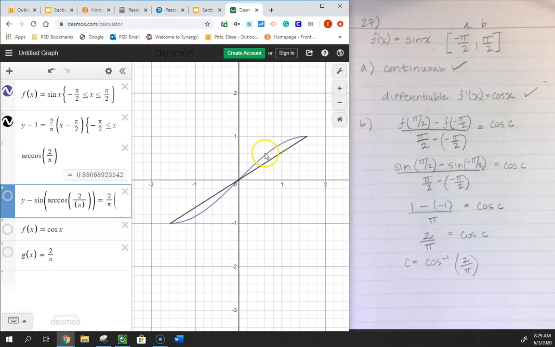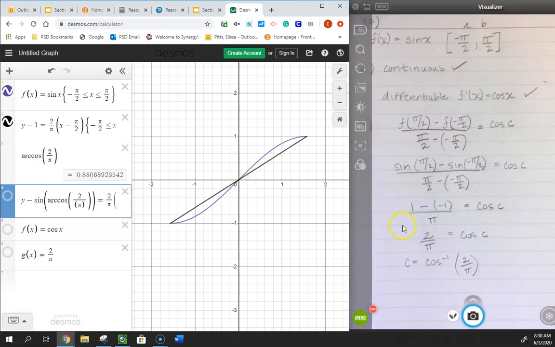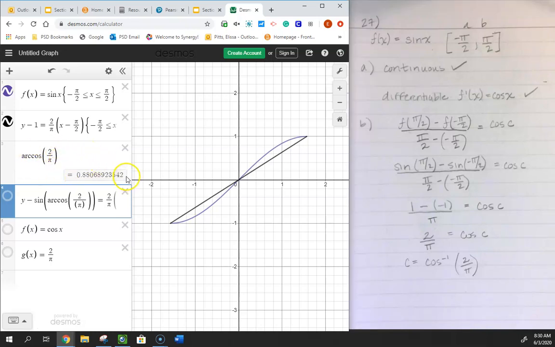Well, if I look at this, if I slide this line back and forth, I'm going to get a point over here somewhere, but I'm also going to get a point over here somewhere. So if I type inverse cosine of 2 over pi into your calculator or into Desmos, remember arc cosine and inverse cosine, cosine to the negative 1, are the same thing. If I put this into Desmos or my calculator, I'm going to get one value. I get that value of 0.88 and so on.